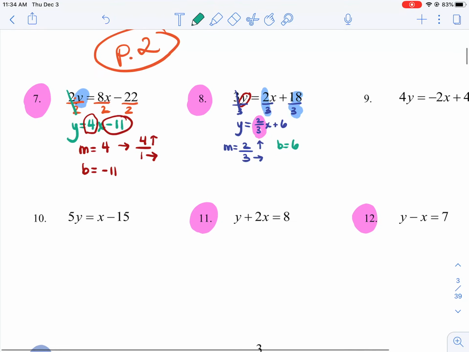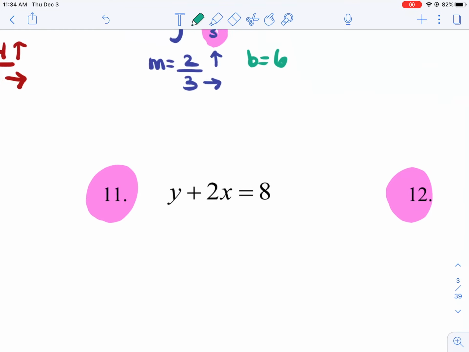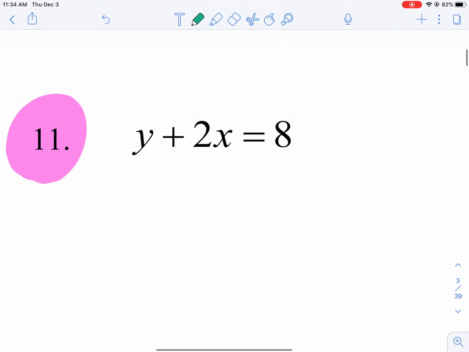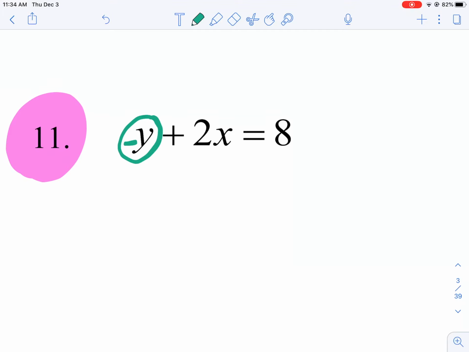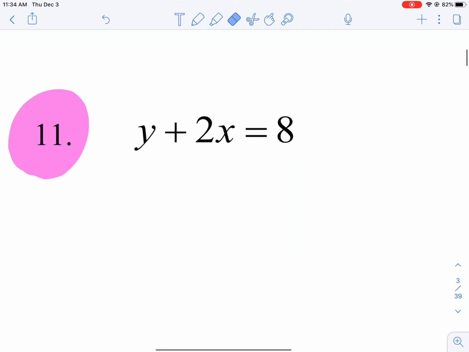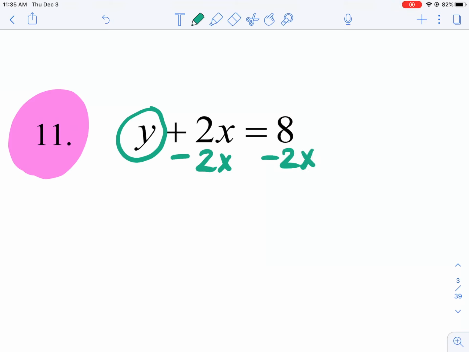Okay, then there's one more kind of way sometimes we're going to be asked to get y by itself, and we'll do a little more review tomorrow. If we look at number 11, you'll see here that y is over here, but it's not connected by a coefficient or number in front. It's connected by plus 2x. So what we want to do is cancel this 2x. And this is what we did a while ago when we were solving those problems that only had variables in them.